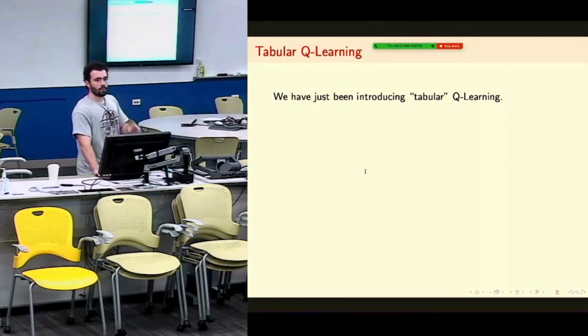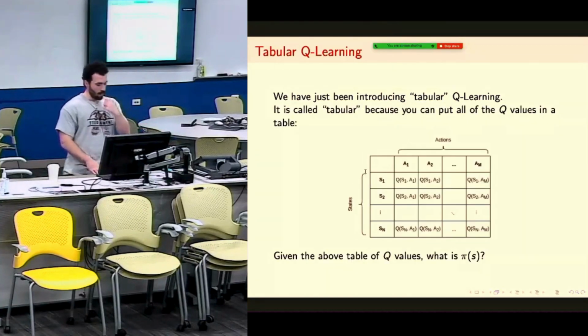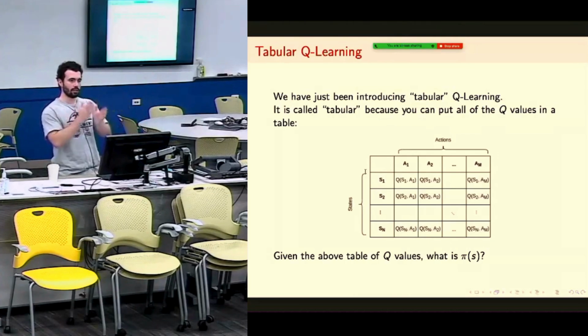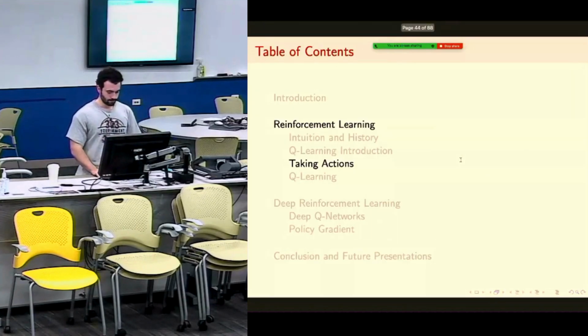So the thing that we were saying is this thing called tabular Q learning, all right? And so that's the idea that you have a table for every single one of the states, every single one of the actions. You have the Q value in it, right? So given the above table of Q values, what is pi of s? Well, pi of s is just going to be the maximum value in the row, right? Whatever number here is the maximum, you're going to take that column number action, okay? All right, so now we've gotten that far. Can you believe that that was all just these two?